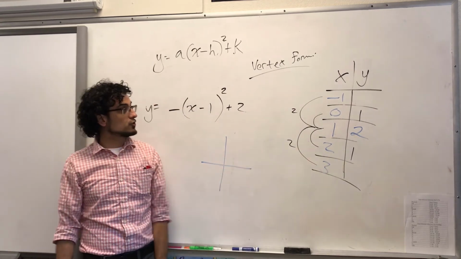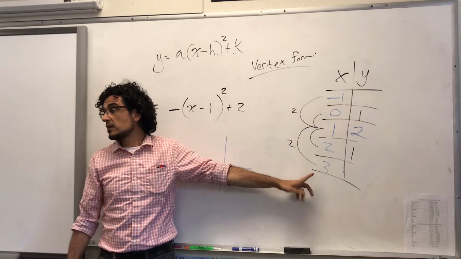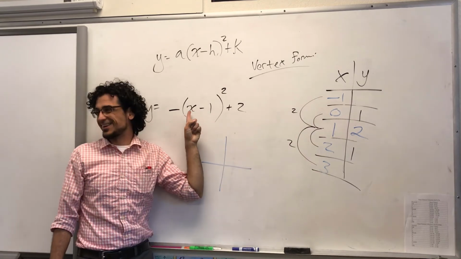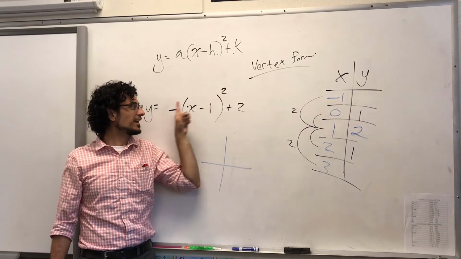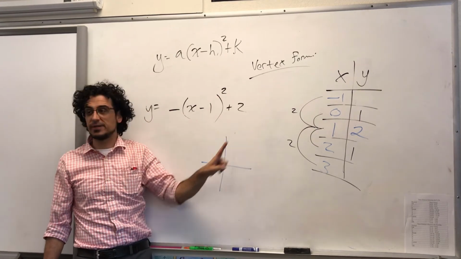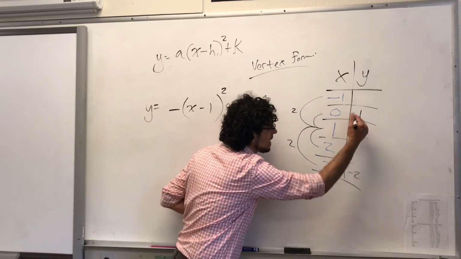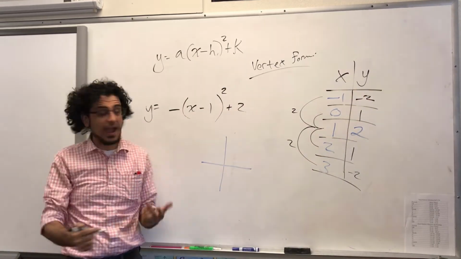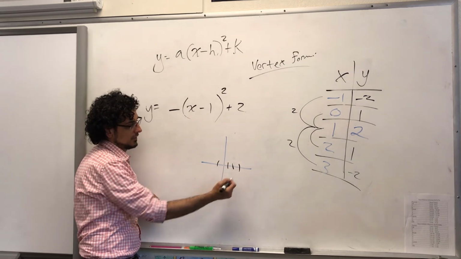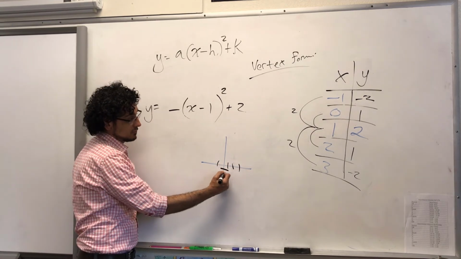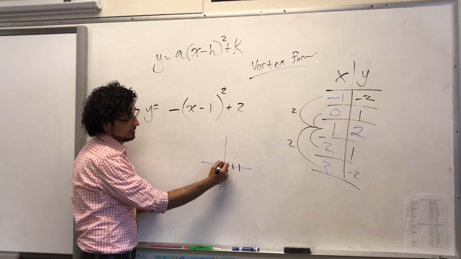Would you guys rather plug in negative 1 or 3? All right, so I heard 3, so let's go with 3 minus 1 is? 2. 2 squared is? 4. Negative 4 plus 2 is? Negative 2. So now I've got my data, so I can go ahead and I can graph this.